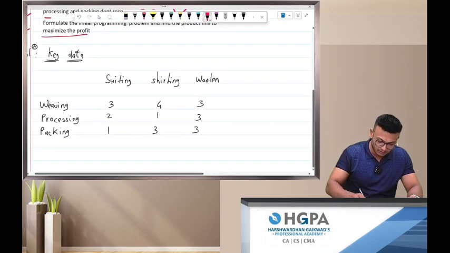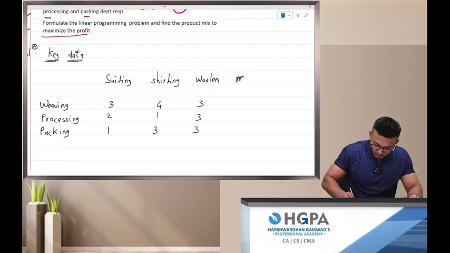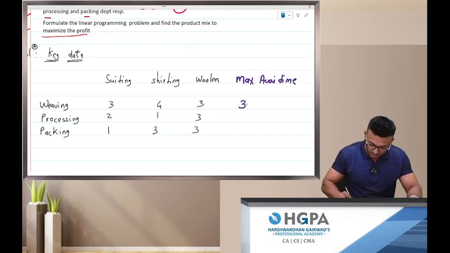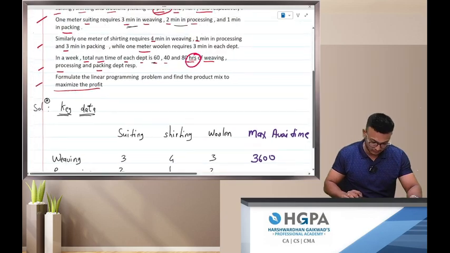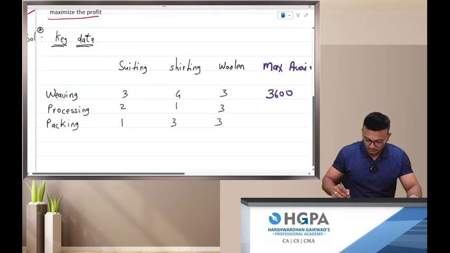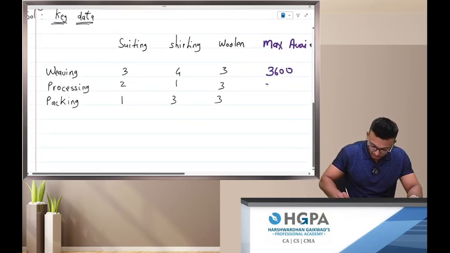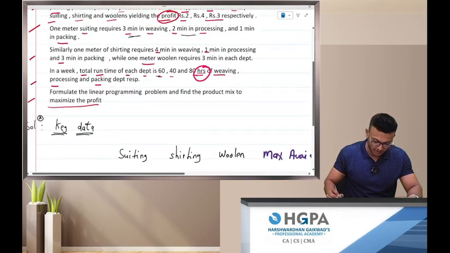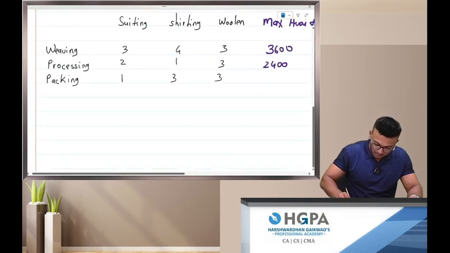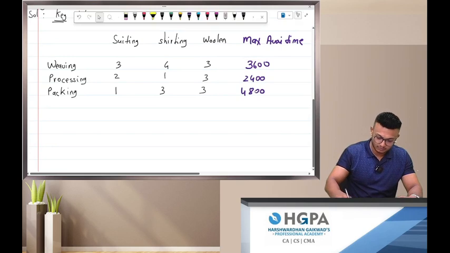So can I write one thing over here? Maximum available time. Maximum, because you cannot go beyond this. The first one will be 3600. What is second? 40 into 60. This will be 2400. Last is what? 80 into 60, and this is 4800.